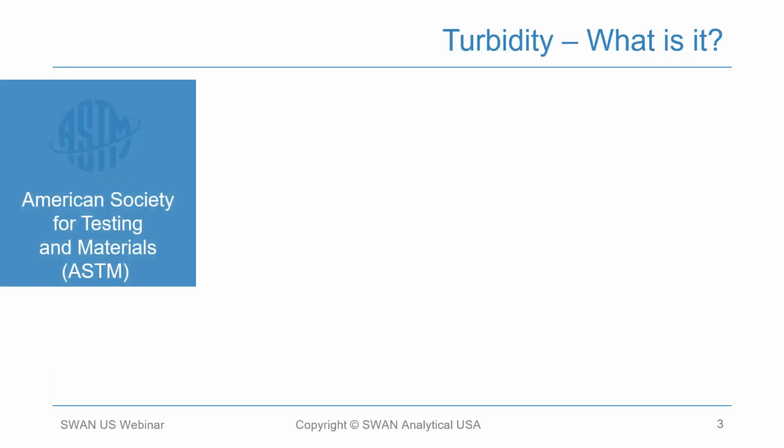So when we're talking about turbidity, what exactly is it? Well, ASTM, the American Society for Testing of Materials, defines turbidity as a measure of scattered light that results from the interaction between a beam of light and particulate material in a liquid sample.